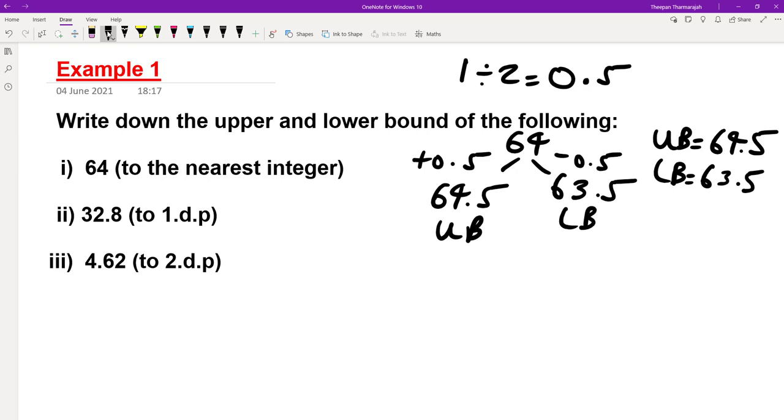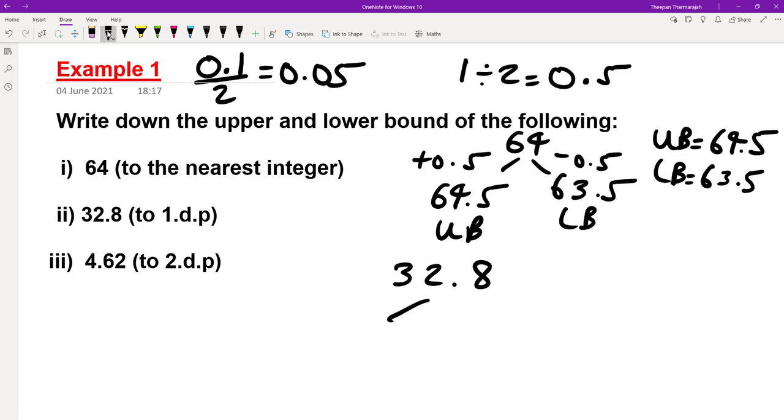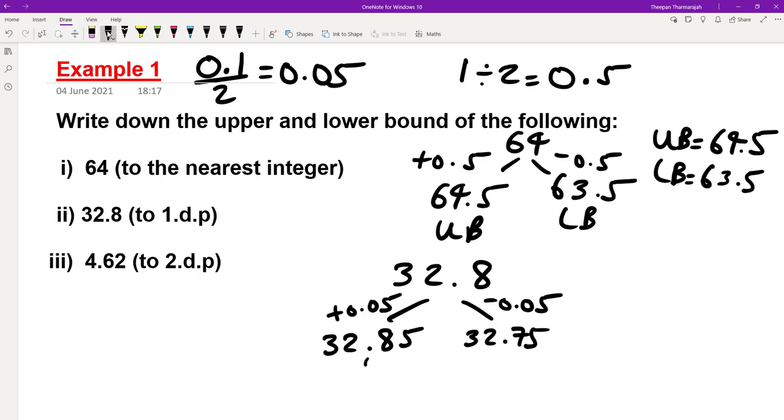Then for 32.8, it's one decimal place. We do 0.1 divided by 2, which is 0.05. And we add and take it away. So we do 32.8. So for the upper bound, we're going to do plus 0.05. So 32.85. Then for the lower bound, we're going to minus 0.05. So we get 32.75. So the upper bound and the lower bound.